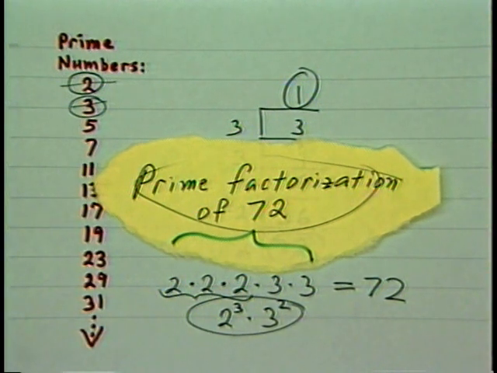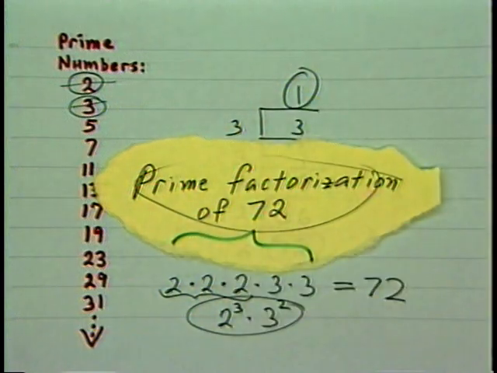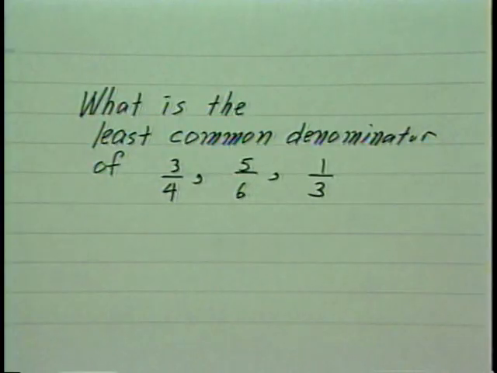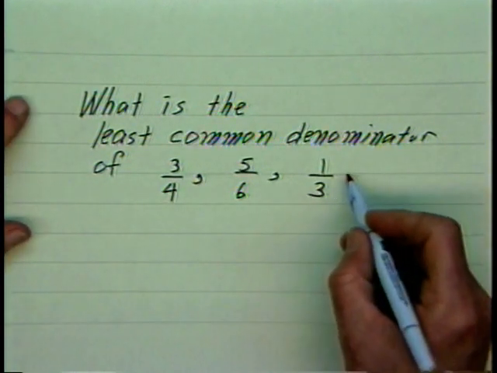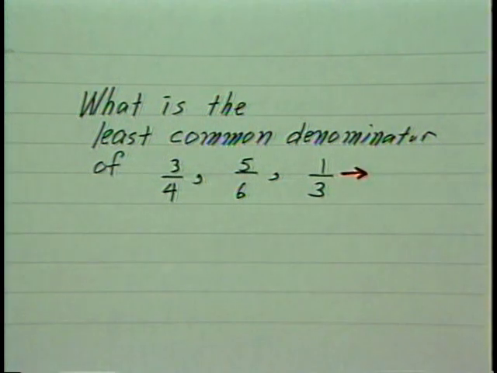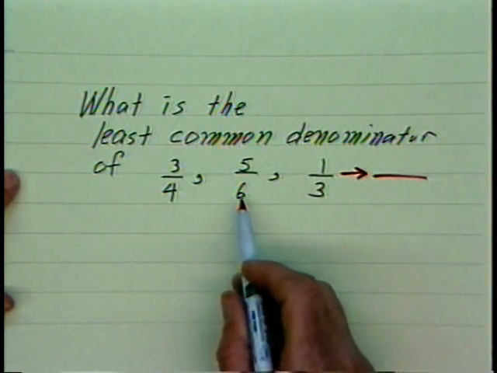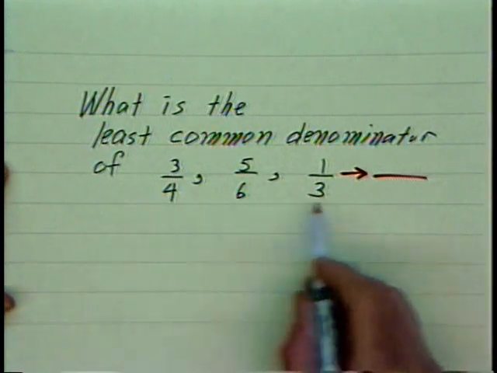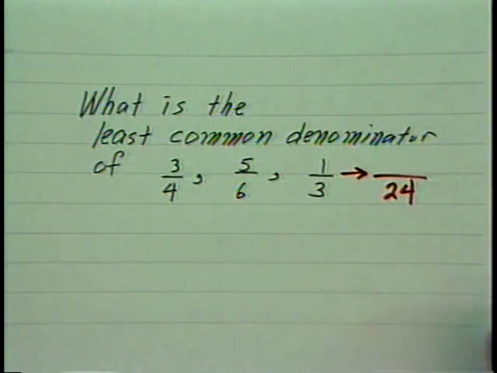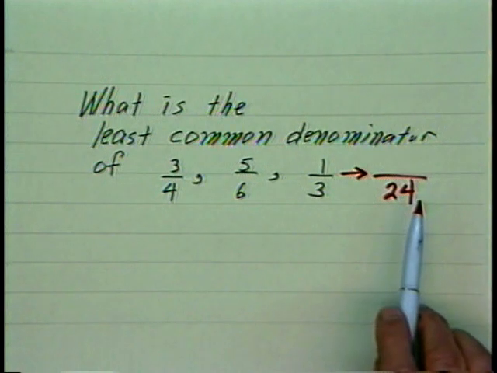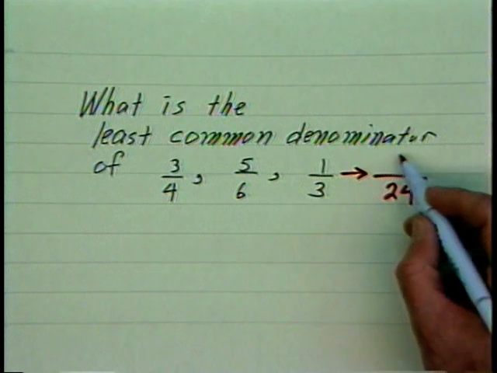Now, what that's going to allow us to do within a dozen lessons of where you are right now is this kind of problem. What is the lowest common denominator of these three fractions? Do you recall that from your elementary school days? We're asking, what's the lowest number that 4, 6, and 3 will each divide into? And we can see that that's 24. Now, we have a whole chapter coming after this that is going to review this if you had forgotten this, but I hope that you hadn't.